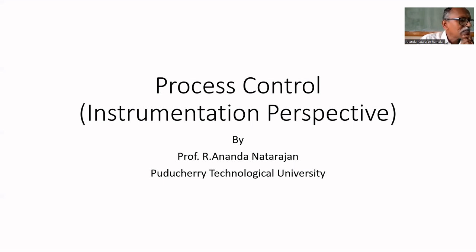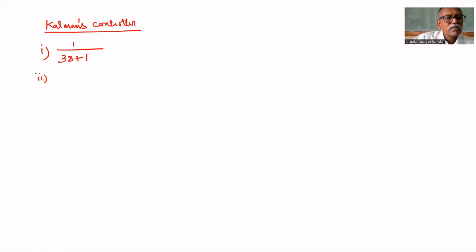Design of digital controller using Kalman's controller. Let us design the controller for 3 cases. One is 1 upon 3s plus 1. Second one is e power minus 1.346 s upon 3s plus 1, first order plus dead time.